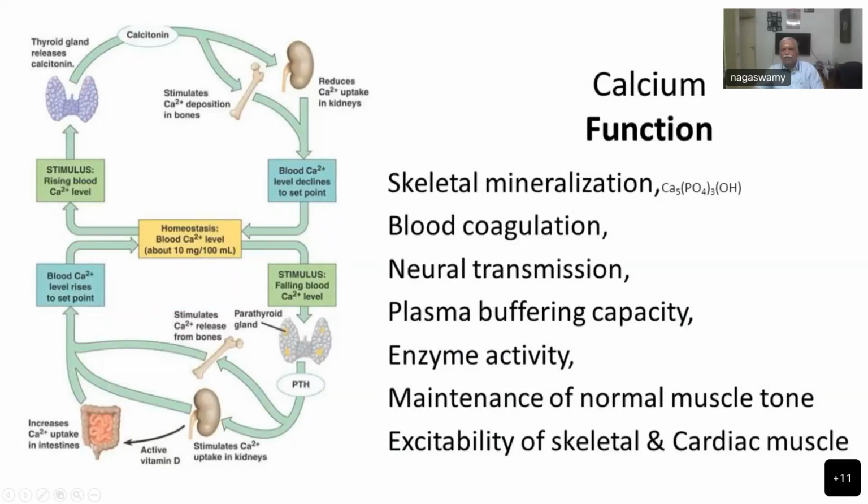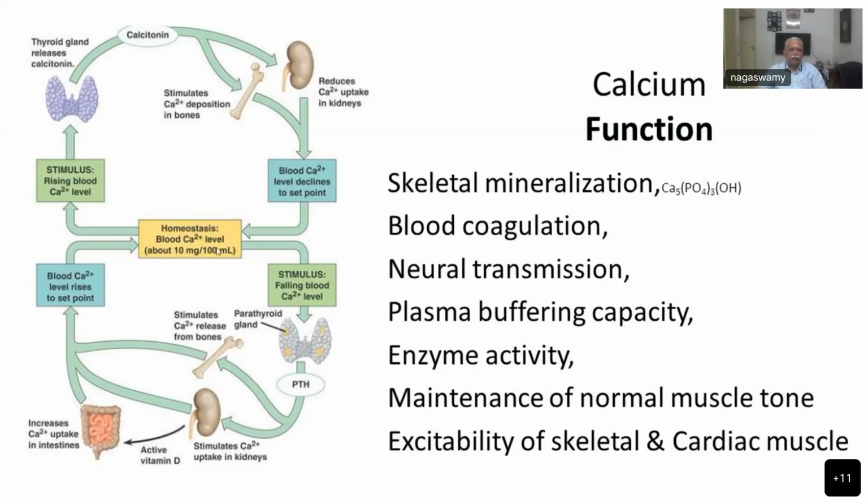So the calcium function. First you can go for the homeostasis, how it is done, and then come to the function. You can just write skeletal mineralization, blood coagulation, neural transmission, plasma buffering capacity, enzyme activity, maintenance of normal muscle tone, excitability of skeletal and cardiac muscles. All these things are the normal function of the calcium.